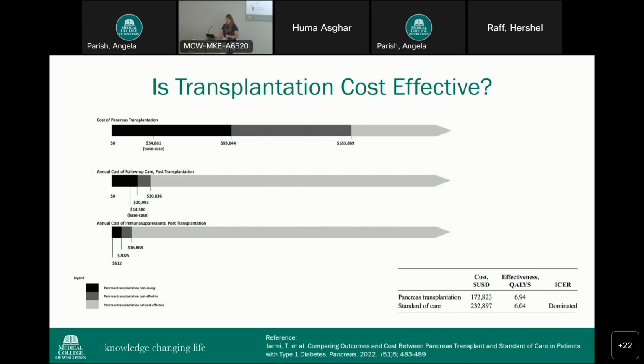And lastly, taking into account these patients are on immunosuppression. If the immunosuppression ever exceeded about $16,800, it was more expensive than standard treatment of diabetes. However, if we were able to maintain this cost less than about $6,000 or less than $7,000, it was cost saving.